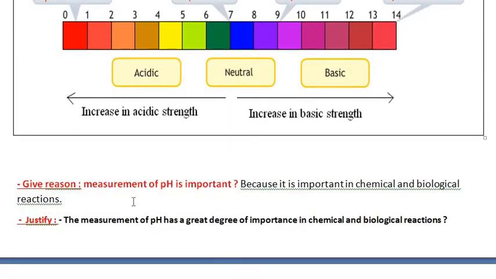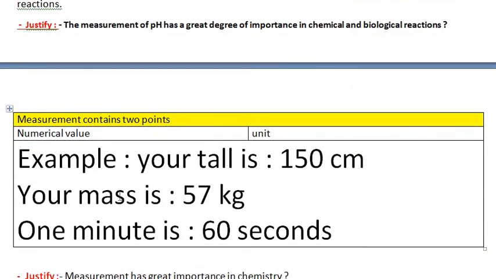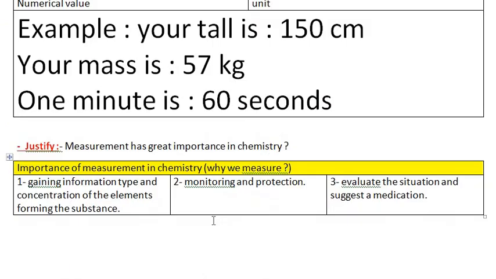Why do we measure the pH value? Because it is important in some chemical reactions. This is also important in biological reactions. Very important information is obtained by measuring the pH value of the solution. After you measure, you get two parts of the measurement: a numerical value and a unit. My length, for example, or my height is 150 centimeters. This is a numerical value, and this is the unit. This is my mass, 57 kilograms, numerical value, and this is the unit, and so on.